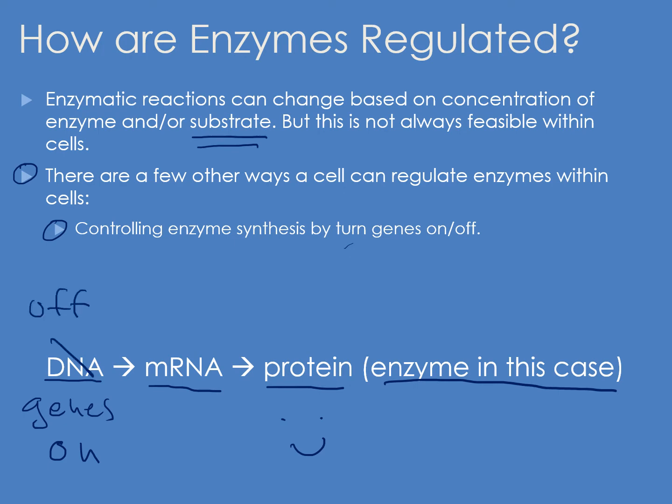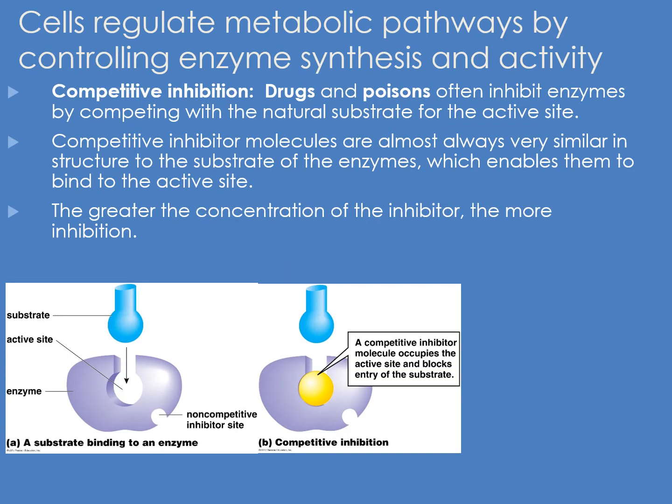When we turn the gene off, no mRNA is produced and therefore no protein is produced either, and the concentration of this enzyme in the cell goes down. If there's less enzyme, then there's less of this reaction and less product produced. Genes regulate metabolic pathways by controlling enzyme synthesis and activity. Just mentioned how we can control enzyme synthesis. That is by turning genes on and off. Triangle number 1 is about something else.